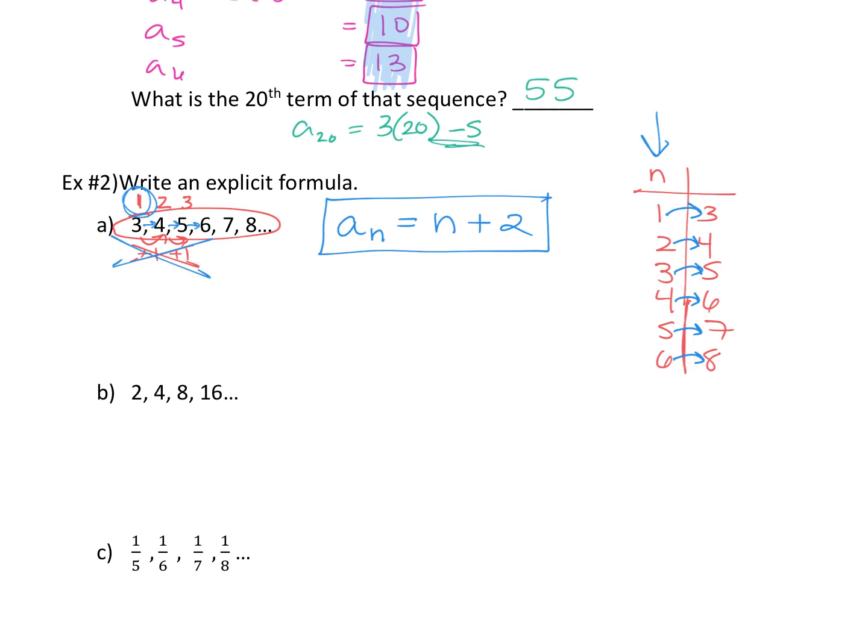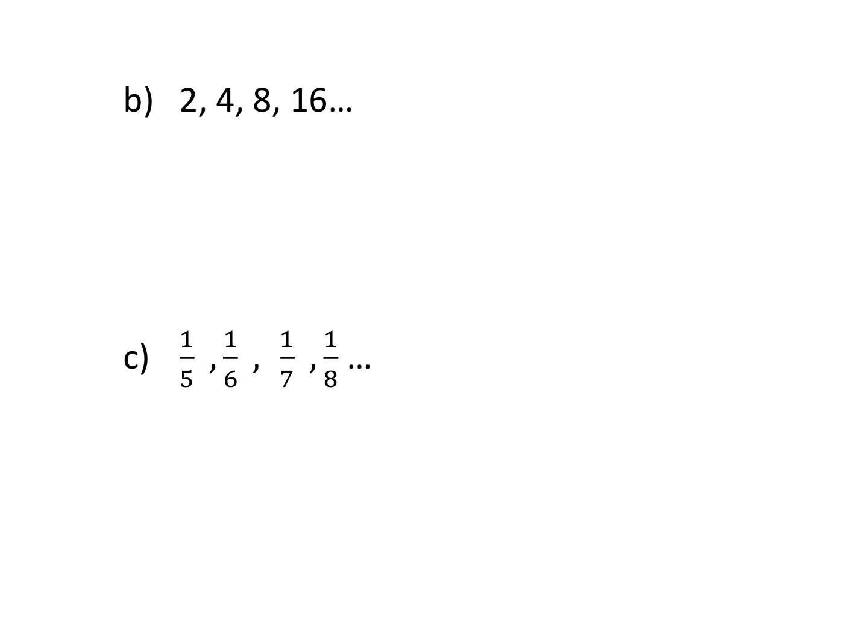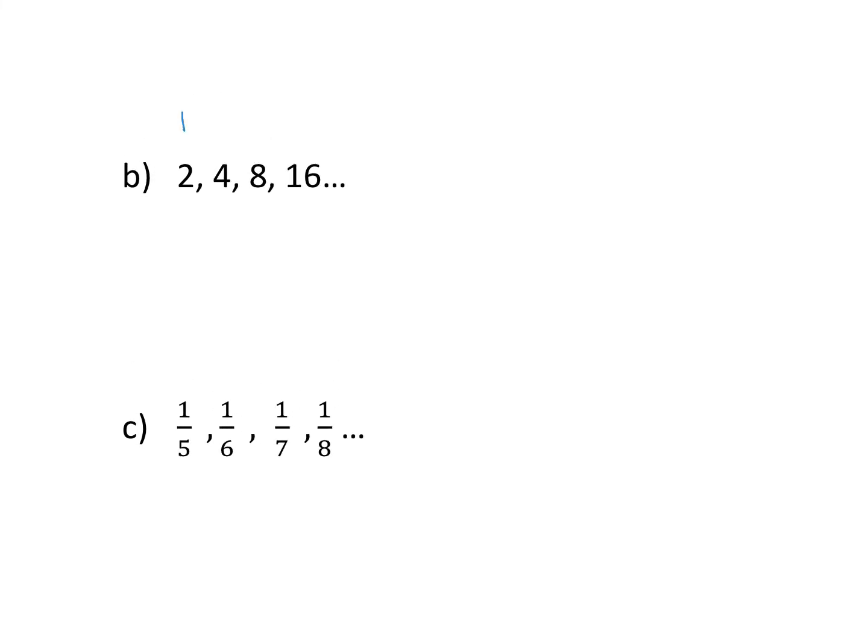Okay. Take a look at this one. Letter B. This one's a little tricky. This would be more like a bonus question on your test. Take a look at what's happening, okay? This is your first term. This is your second term. This is your third term. This is your fourth term.